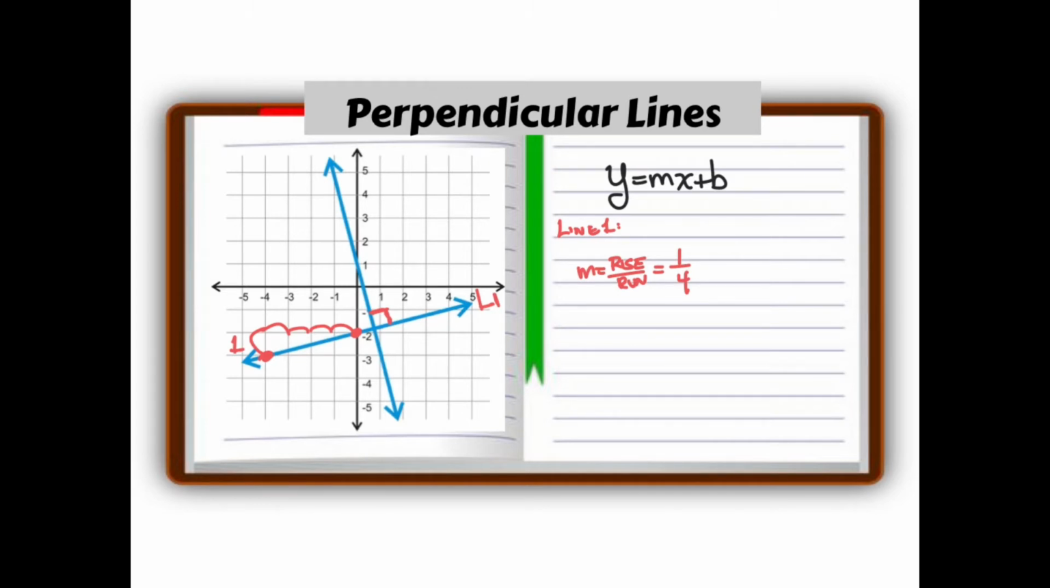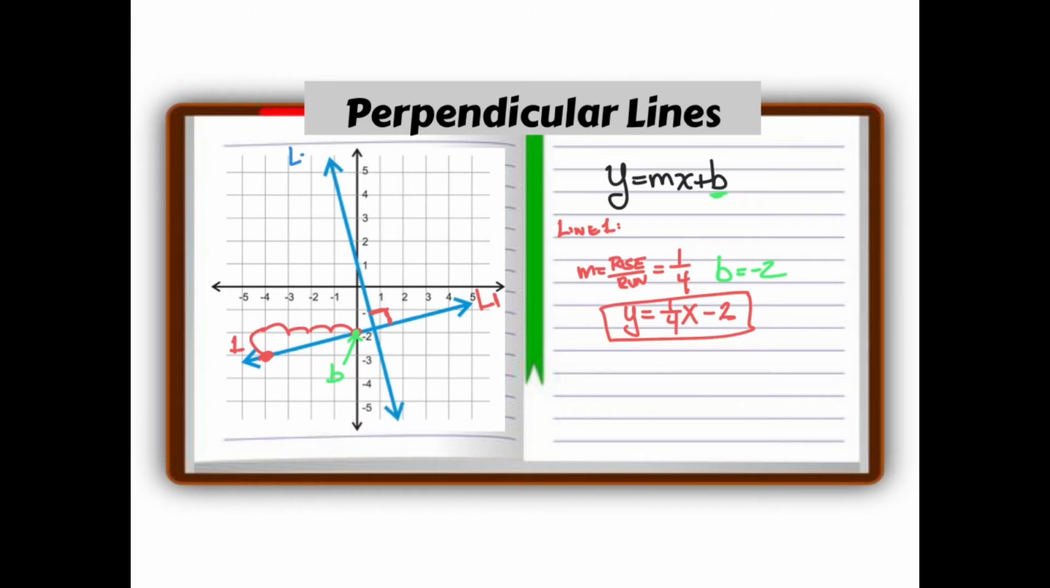Now, I'm going to find my b. My b is where the line crosses the y-axis, which in this case will be -2, because the line crosses the y-axis right there at -2. So now I can write my equation for line 1. Line 1, y equals m, 1/4, of x plus b, but this is a negative, so I'm going to put -2. Very good.